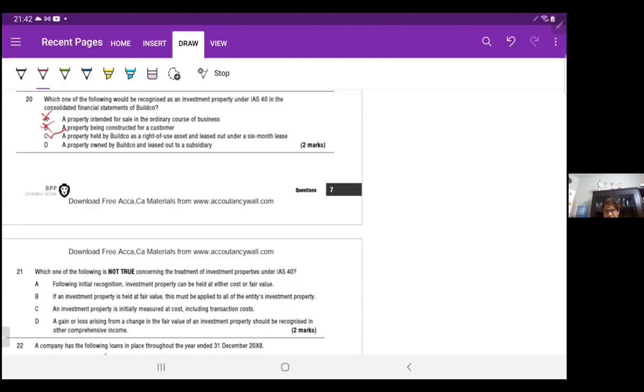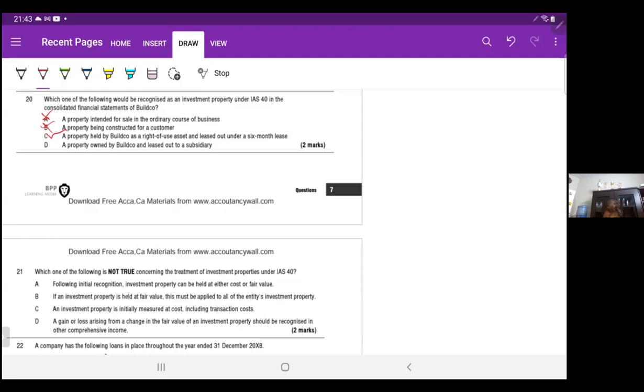Because A would be classified as inventory and WIP, the property leased out to a subsidiary would be regarded as an investment property in the single entity financial statements of Build company, but it is treated as owner occupied in the consolidated financial statements. Remember it. Property being constructed for a customer will be work in progress, and firstly it will be WIP and then it will come under IFRS 15.